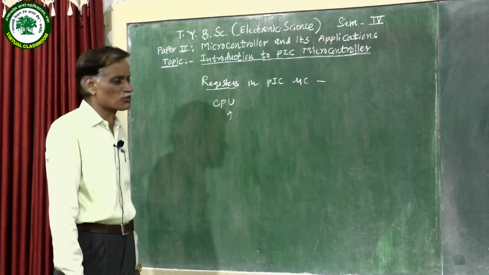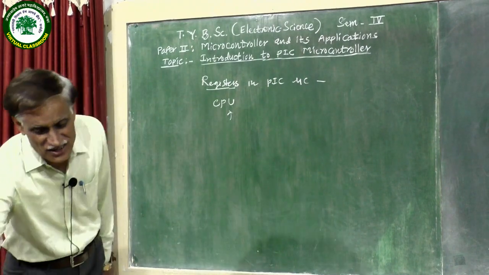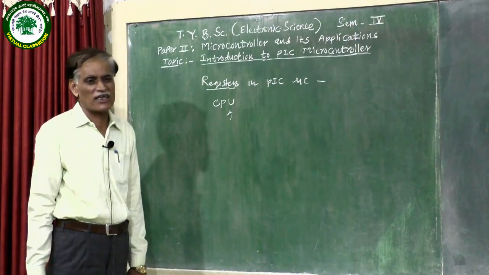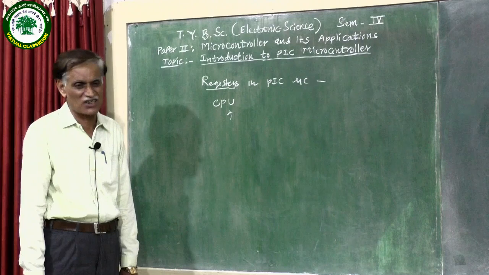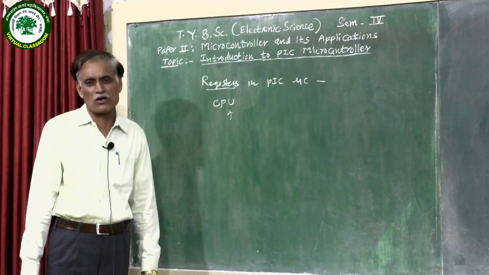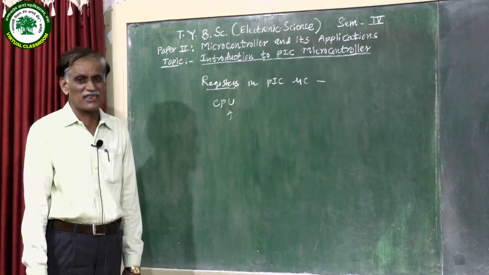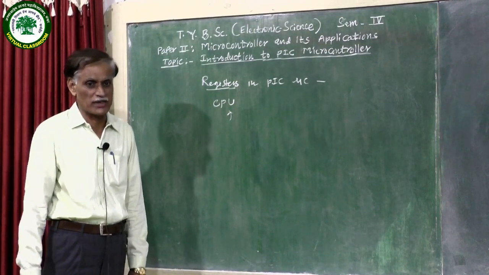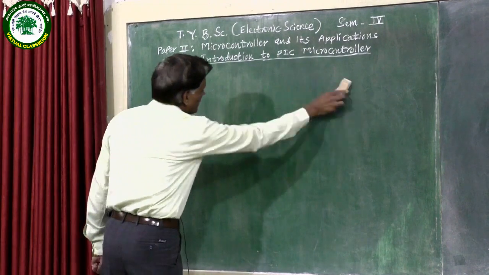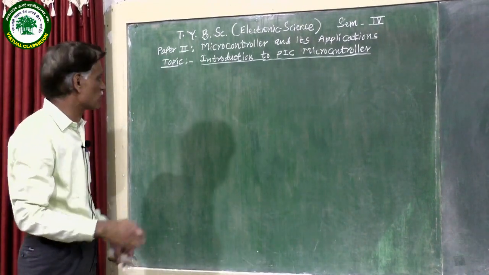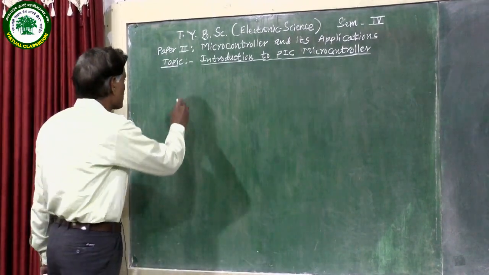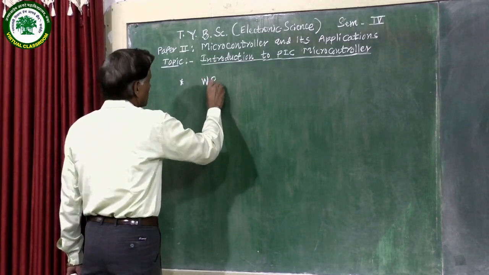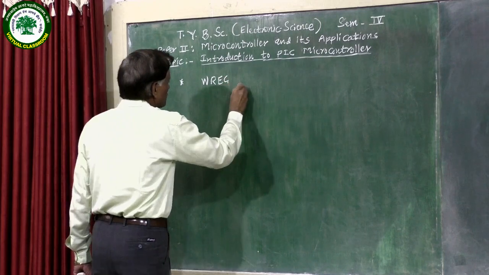Today we have to take into account the various registers located inside the PIC Microcontrollers, especially the WREG register, the working register. Then we have to take into account PIC file registers, then PIC status register, program counter, etc., one by one. Initially, I will take the first type of register inside the PIC Microcontroller, known as the WREG register.